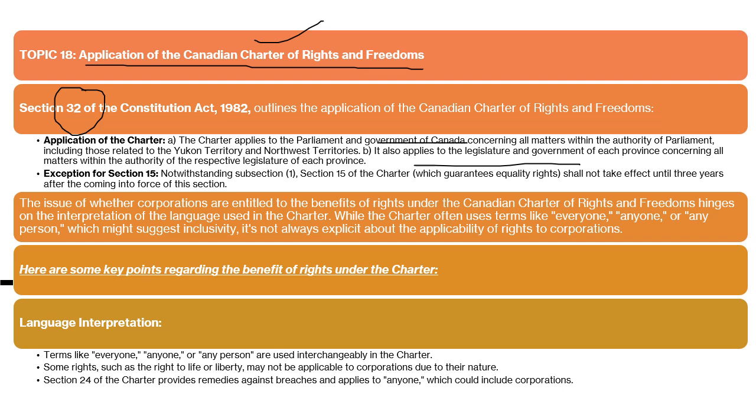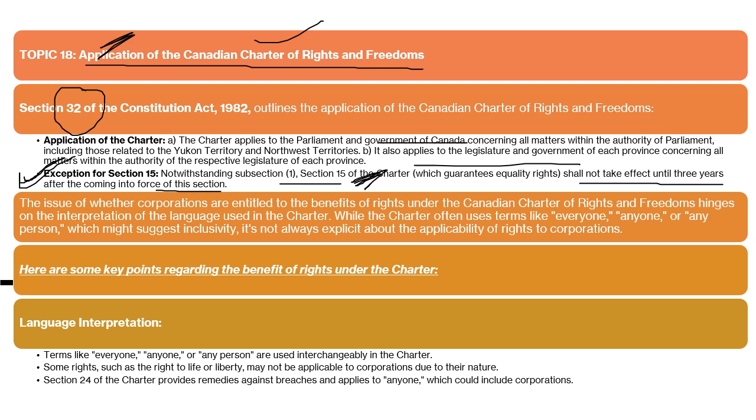Exception for section 15. This application has one exception, that is under section 15, clause 1, which guarantees equality rights, which shall not take effect until 3 years after the coming into force of this section. So section 15's enforcement: from 1982, after 3 years, section 15(1) had been kept away from application. So except this one particular section, for the initial 3 years, the whole of the Charter applied to Canada, so to all federal governments and to all provincial governments.